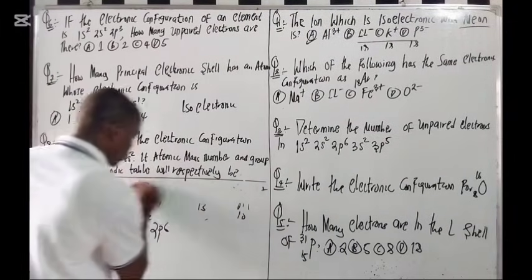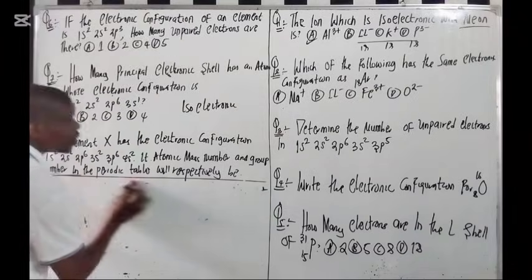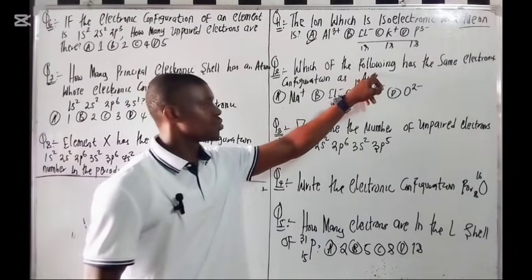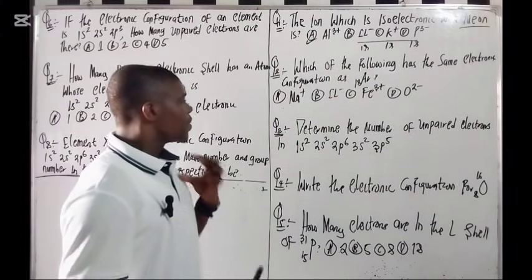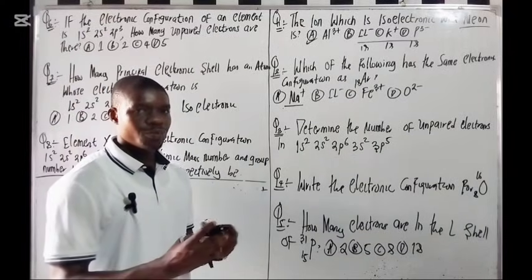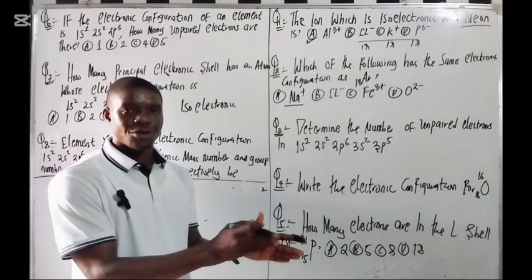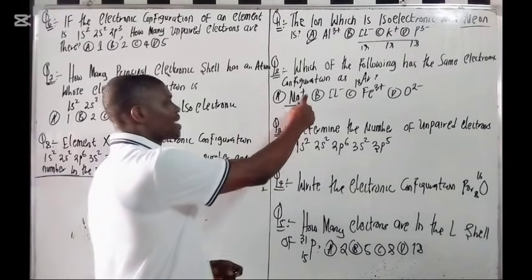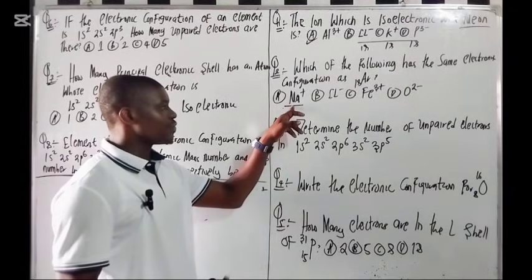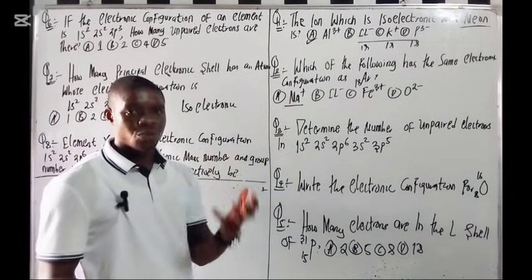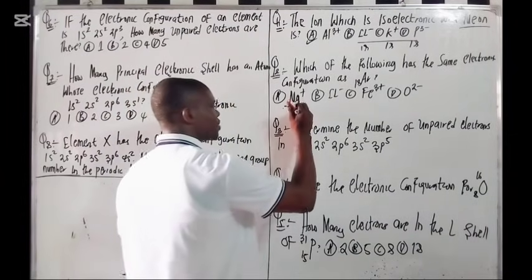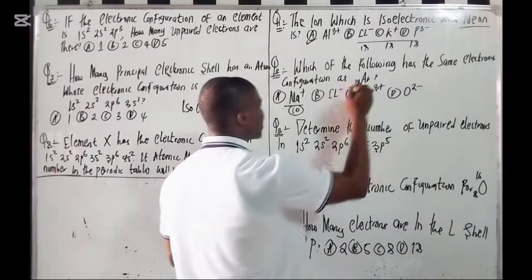So let's look at the next one. Which of these has the same electron configuration as argon? Now, sodium, Na plus. When we look at sodium, its neutral atom is 11 electrons. But when it gives up one electron, we have a positive charge, right? So the neutral atom is 11, but now when you lose one electron, it becomes 10. So this one has 10, and argon is 18, so this one is not it.